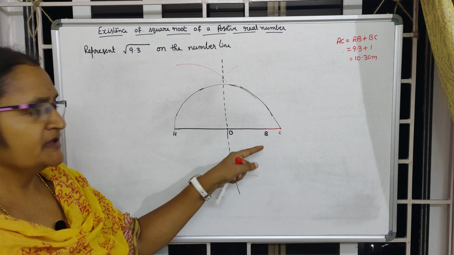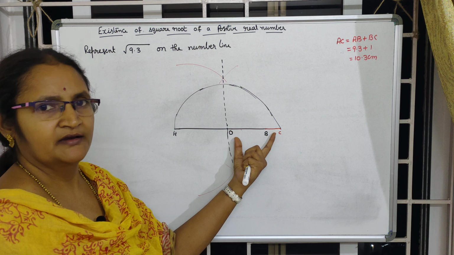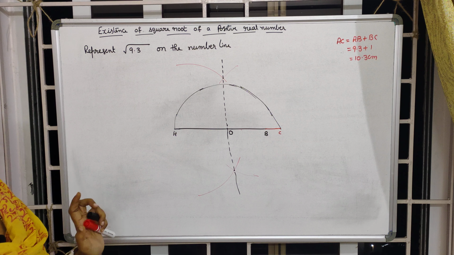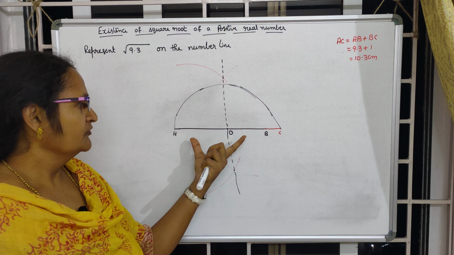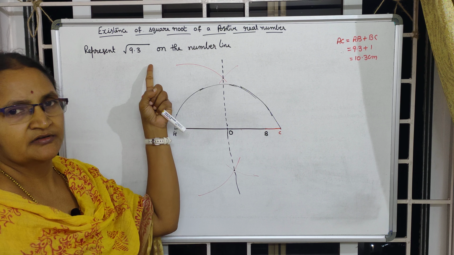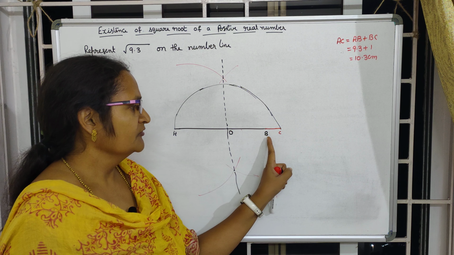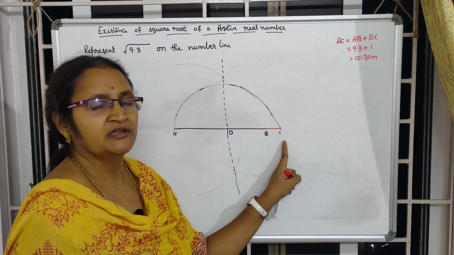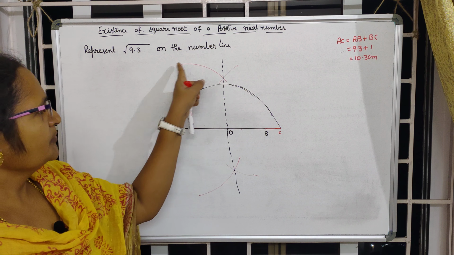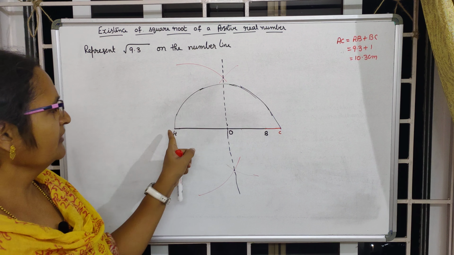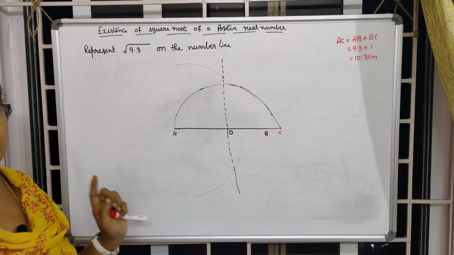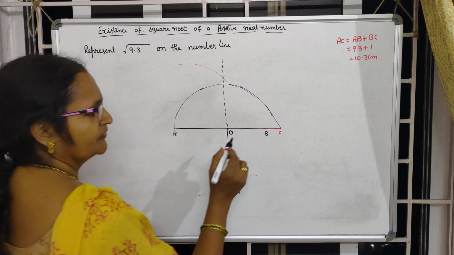Taking OC as the radius, OC and OA, you can take either, that's the radius. Clear? In the first step we drew a line segment AB with measurement 9.3 centimeters. In the second step we extended B to C such that BC equals 1 centimeter. Then we drew the perpendicular bisector of AC. Then we drew the semicircle taking O as center and OA as the radius. Done?